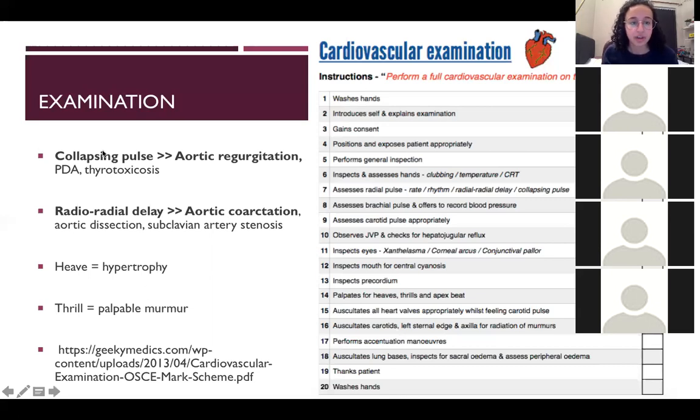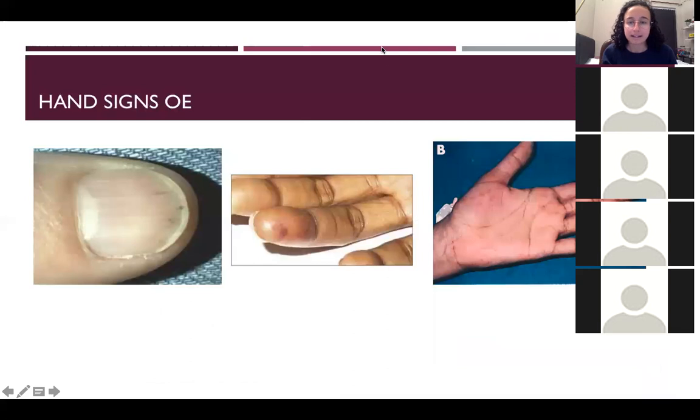Great. So those are things that I think are quite specific to a cardio exam. Then there are some hand signs. Starting from the left, can you type in the chat what this one is? Yeah, splinter hemorrhage, well done. Okay, does anyone know what the middle one is?